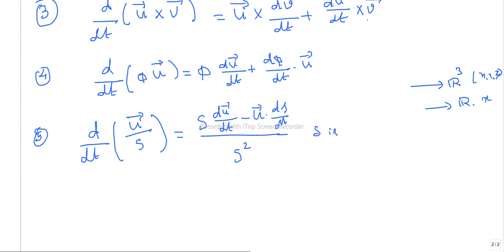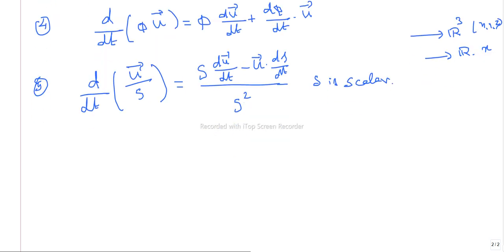So when I say s is scalar, it means it's a scalar valued function. It's not a constant function. There is some difference. These are all some basic things. Similarly, we can define the partial derivatives of a vector valued function.